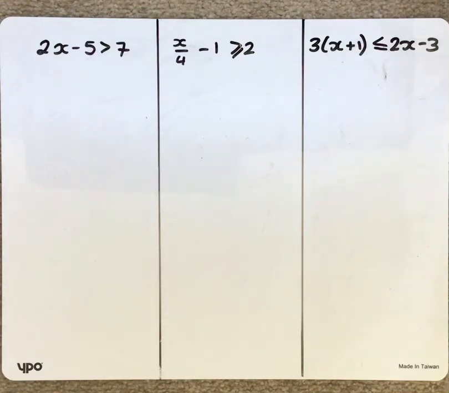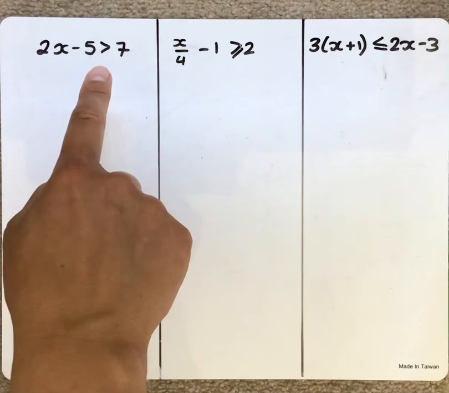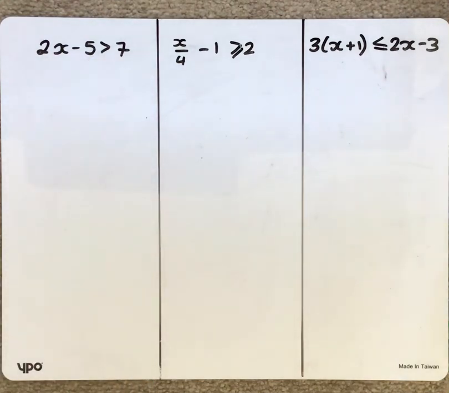Today we're going to look at solving inequalities. To solve an inequality, we need to work out what we know about x using the information from the inequality. So in this inequality, we know that 2 times x take away 5 always gives us something bigger than 7. We want to work out what that tells us about the size of x.